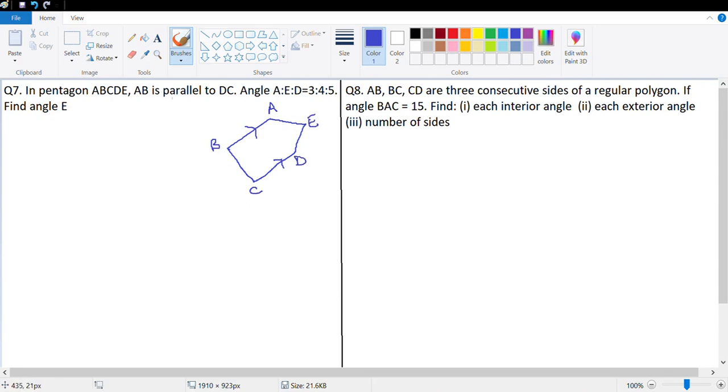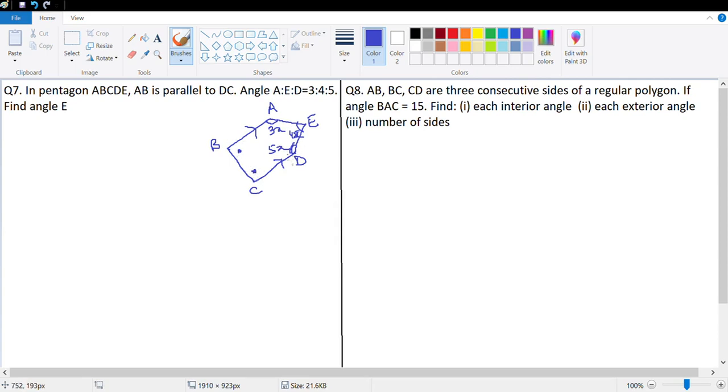Perfect. So in pentagon ABCDE, AB is parallel to CD. Done. Angles A, E and D are in the ratio 3x, 4x, and 5x. So A is 3x, E is 4x, and this is 5x. Perfect. So these three angles are given. The measure of these two angles is not given. So what would be the measure of these angles? But they have given us that this is a parallel side.